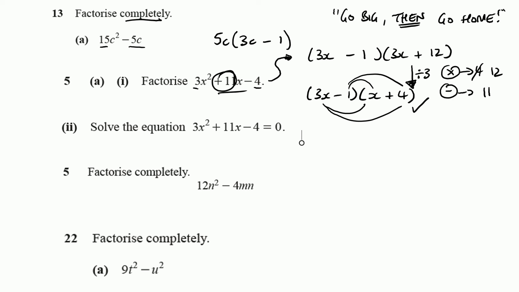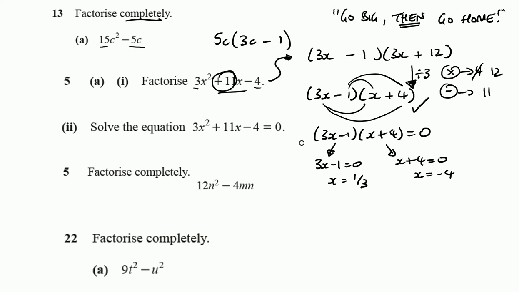Having done that, we can now solve the equation. So for us solving 3x squared plus 11x minus 4 equals 0, that means we're solving 3x minus 1 times x plus 4 equals 0. Remember, the principle here is either this bracket equals 0, or this bracket equals 0. Either 3x minus 1 equals 0, or x plus 4 equals 0. This one solves and gets me x equals minus 4, and this one gets me x equals a third when I solve it. So those are my solutions.